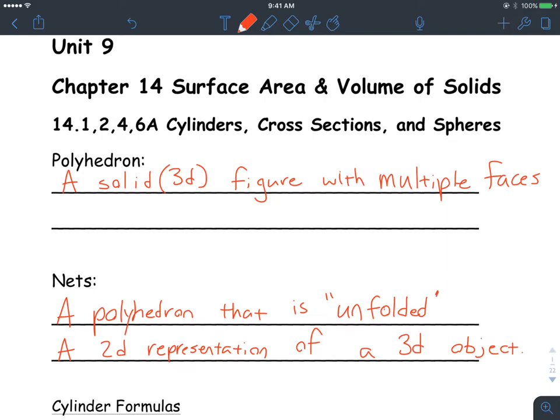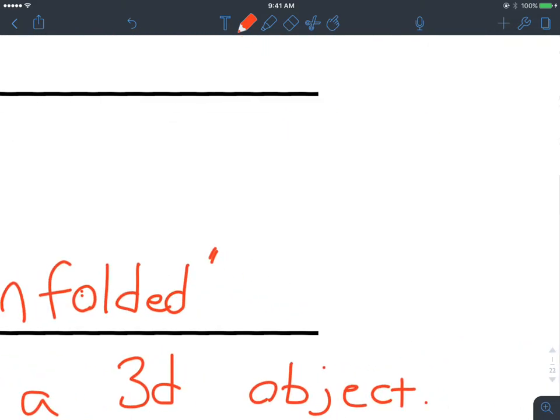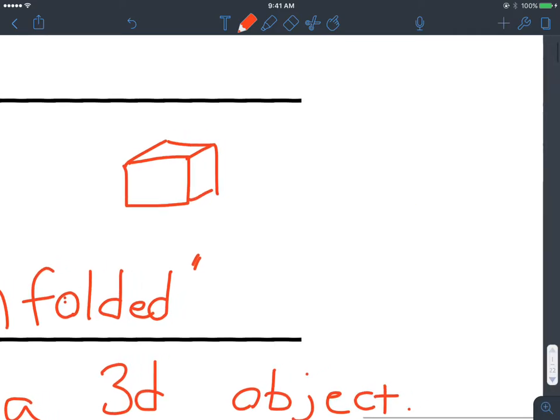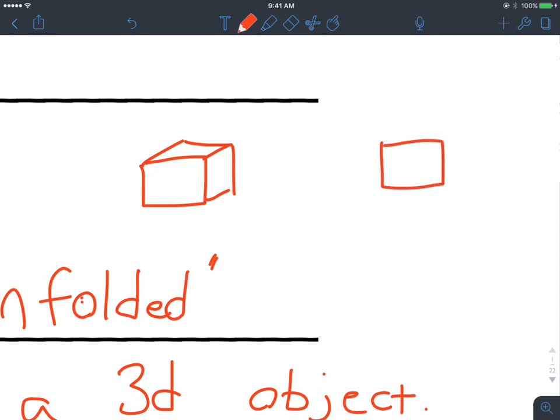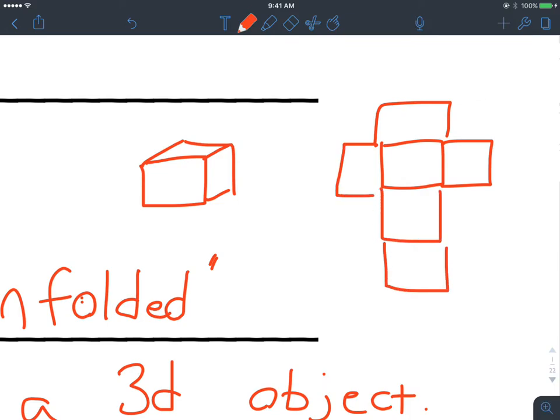Okay, you're also going to have a net, which is a polyhedron that is unfolded. Another thing you could write down is maybe a two-dimensional representation of a three-dimensional object. So for example, if I have a cube drawn and I wanted to unfold that shape and see what it would look like, this is the net that you would draw for it, so that when you folded your net back up, it would fold back up into a cube.